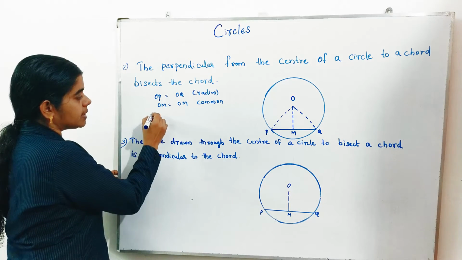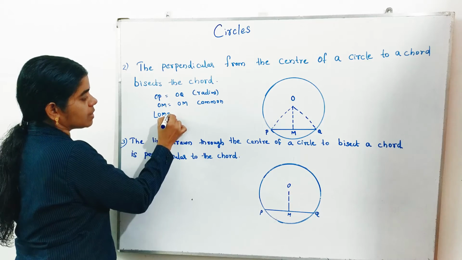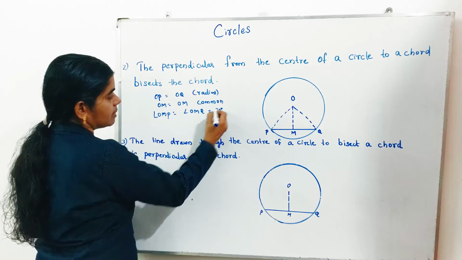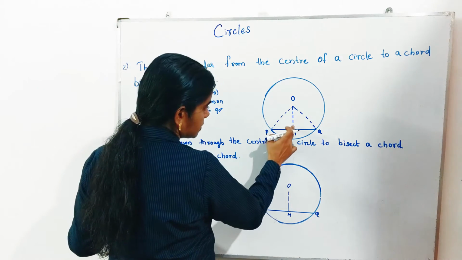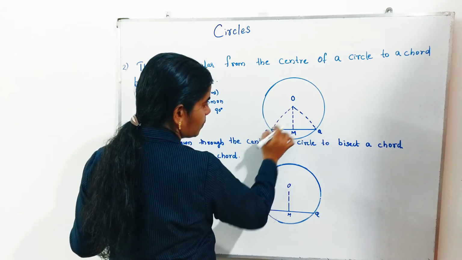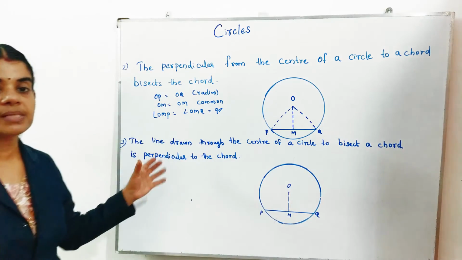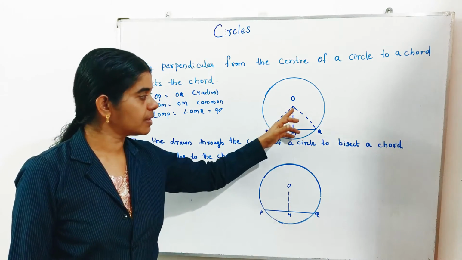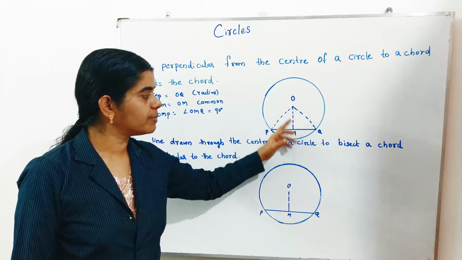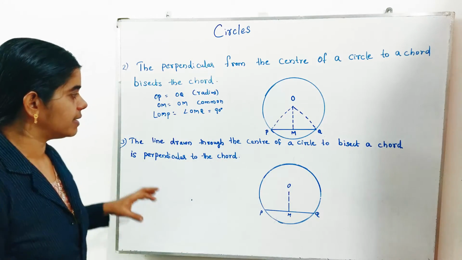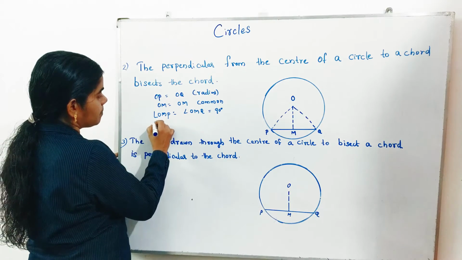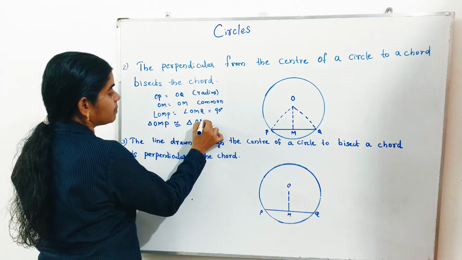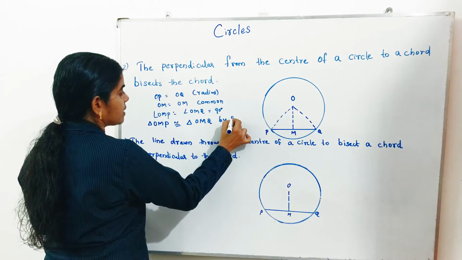Equal to common. Then angle OMP is equal to angle OMQ is equal to 90 degrees. Then you got this, OM is equal to OM, OP is equal to OQ. OP is the hypotenuse, OQ is the hypotenuse, one side OM is equal to OM, and one angle is 90 degrees. So we can say that these two triangles are congruent by the RHS congruence rule. Triangle OMP is congruent to triangle OMQ by the RHS congruence rule.